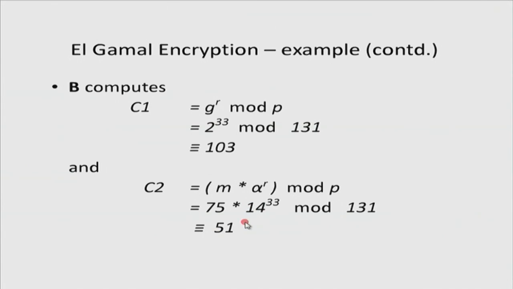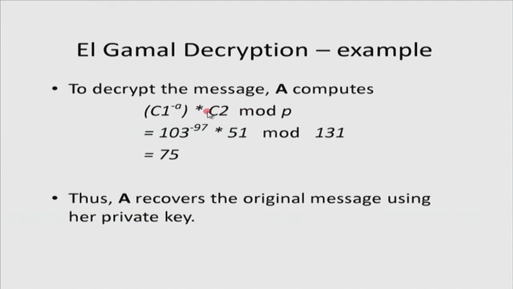So ElGamal encryption actually doubles the amount of space for the ciphertext. And then we simply perform this thing algebraically, C1 to the power of minus A. So in order to decrypt, the private key is necessary. So the private key is 97. So 103 to the power of minus 97 multiplied by 51 mod 131, and the answer is 75. So you recover the original message.